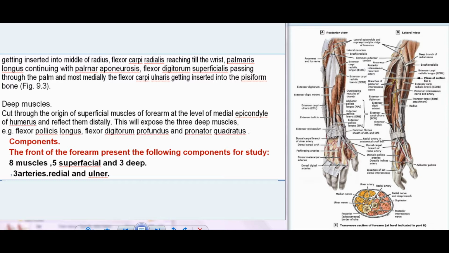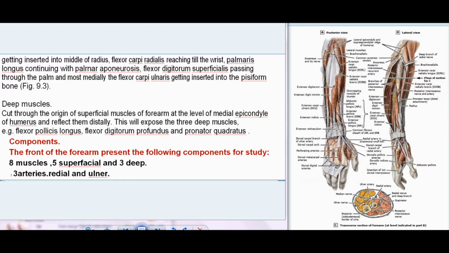These are, from lateral to medial side: pronator teres, getting inserted into the middle of the radius; flexor carpi radialis, reaching till the wrist; palmaris longus, continuing with the palmar aponeurosis; flexor digitorum superficialis, passing through the palm; and most medially the flexor carpi ulnaris, getting inserted into the pisiform bone.